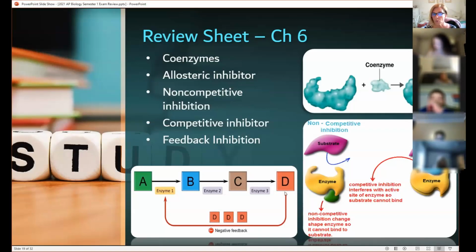Feedback inhibition is when what you're creating goes back and acts as an inhibitor on any one of the enzymes. So usually this is synthesis reactions. You've made plenty of D. You don't need to make any more D, so stop the assembly line. So it'll stop one of these enzymes, either acting competitively or allosterically.